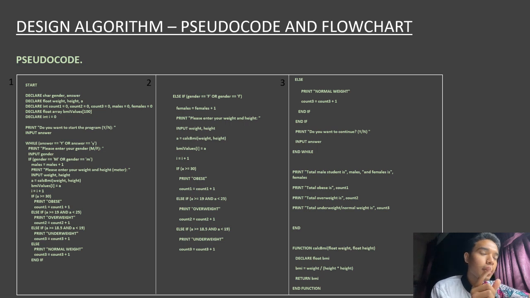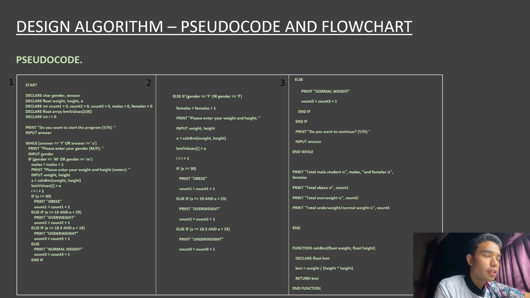If the BMI value is equal to or greater than 80.5 and A is less than 19, it will display underweight for females, and we will continue to the next loop. If the BMI value is not included in the set, it will display normal weight, and we will continue to the next loop. And that's all for the condition control structure for females and males.